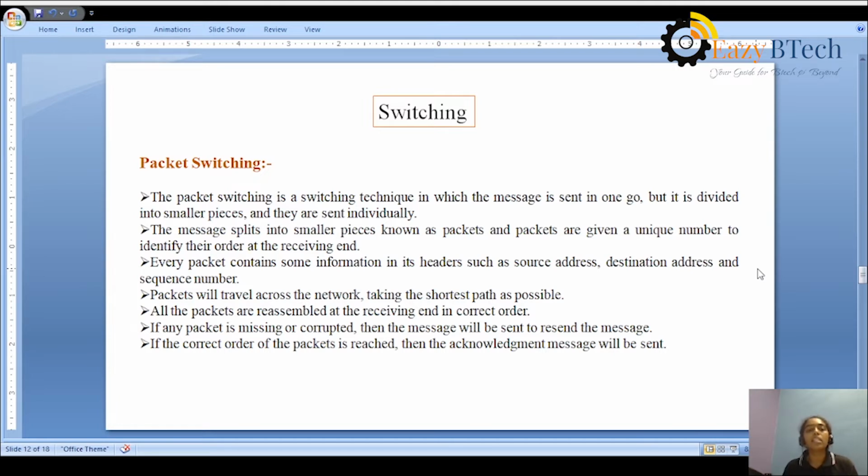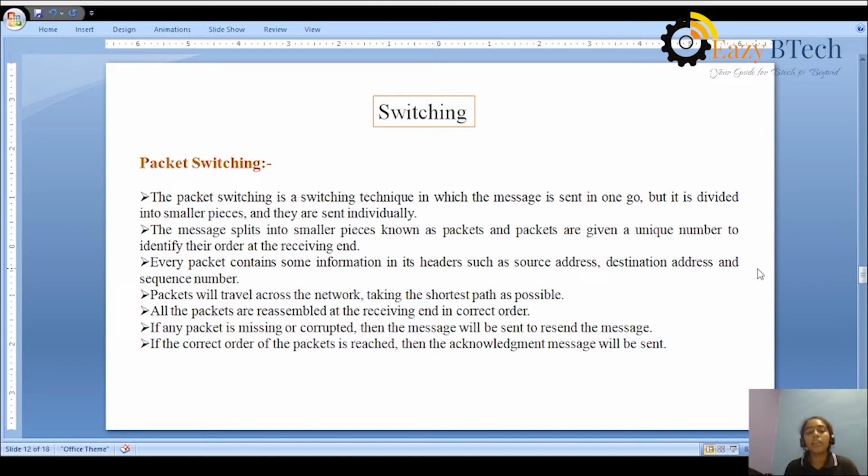The packets will travel across the network taking the shortest path possible. One of the main advantages of packet switching is the shortest path. While sending the packets across the network from source to destination, it is easier to choose the shortest path to send that packet.